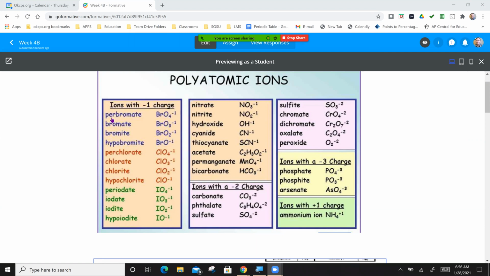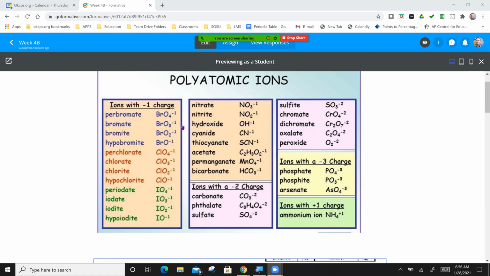So if you look at this perbromate, you can see that it is made up of one bromine and four oxygens. But the overall charge of this compound is -1. And because it has a charge, we call it an ion. Because it is made up of many atoms, we call it polyatomic. All right, so it's polyatomic, made up of many atoms, and it's also an ion because it has a charge.